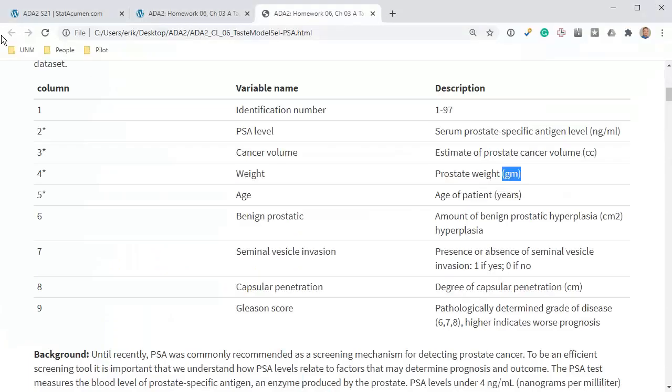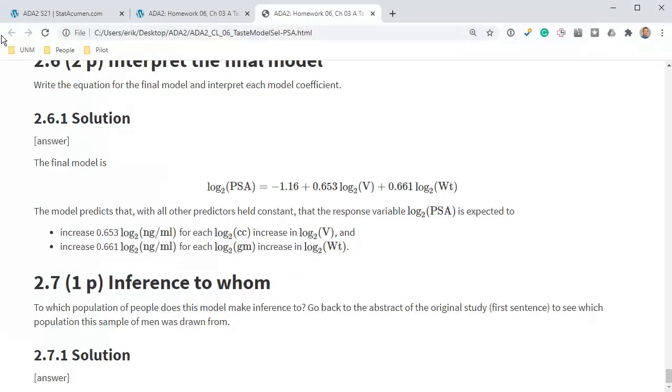All right, we'll refresh this over here, jump to the bottom. The model predicts that with all of the predictors held constant, the response variable log 2 PSA is expected to increase 0.63 log units for each log unit increase in log 2 of volume. Awesome. And same thing for the grams of weight. That's what you'd want to see in a journal article. That's my opinion about that.